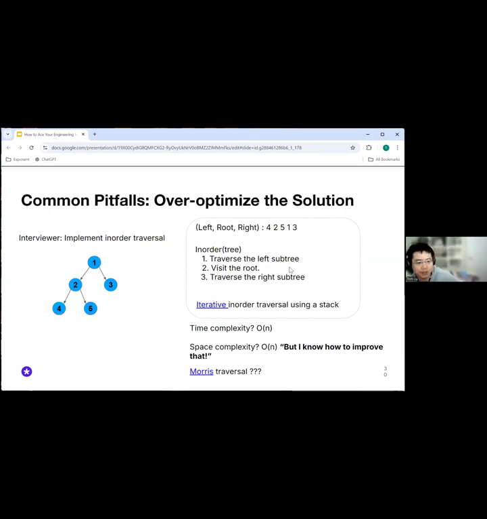All right. So, another common pitfall: over-optimizing the solution. But before we talk about that, let's say your interviewer asks you to implement an in-order binary tree traversal, right? For the given tree on the left-hand side, what will in-order tree traversal print? Type your answer quickly. An in-order tree traversal starts with the left tree, and then we visit the root of the tree before we go to the right side of the tree.